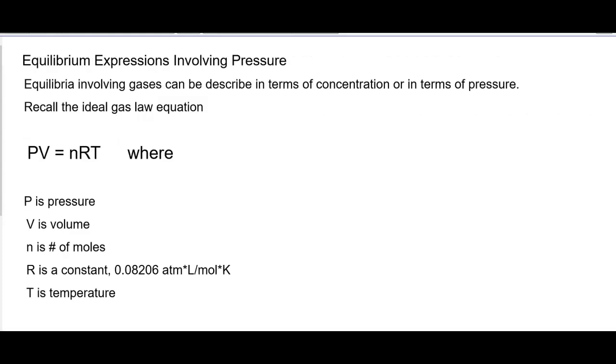We can also look at equilibrium expressions, or write equilibrium expressions involving pressure. If we go back to the ideal gas law, which is PV equals nRT, P is pressure, V is volume, n is the number of moles, R is the ideal gas law constant, and T is the temperature in Kelvin. If we go back to this, we can generate the same types of equations that we just wrote for concentrations, but instead of using moles over liters, we can use units of pressure.